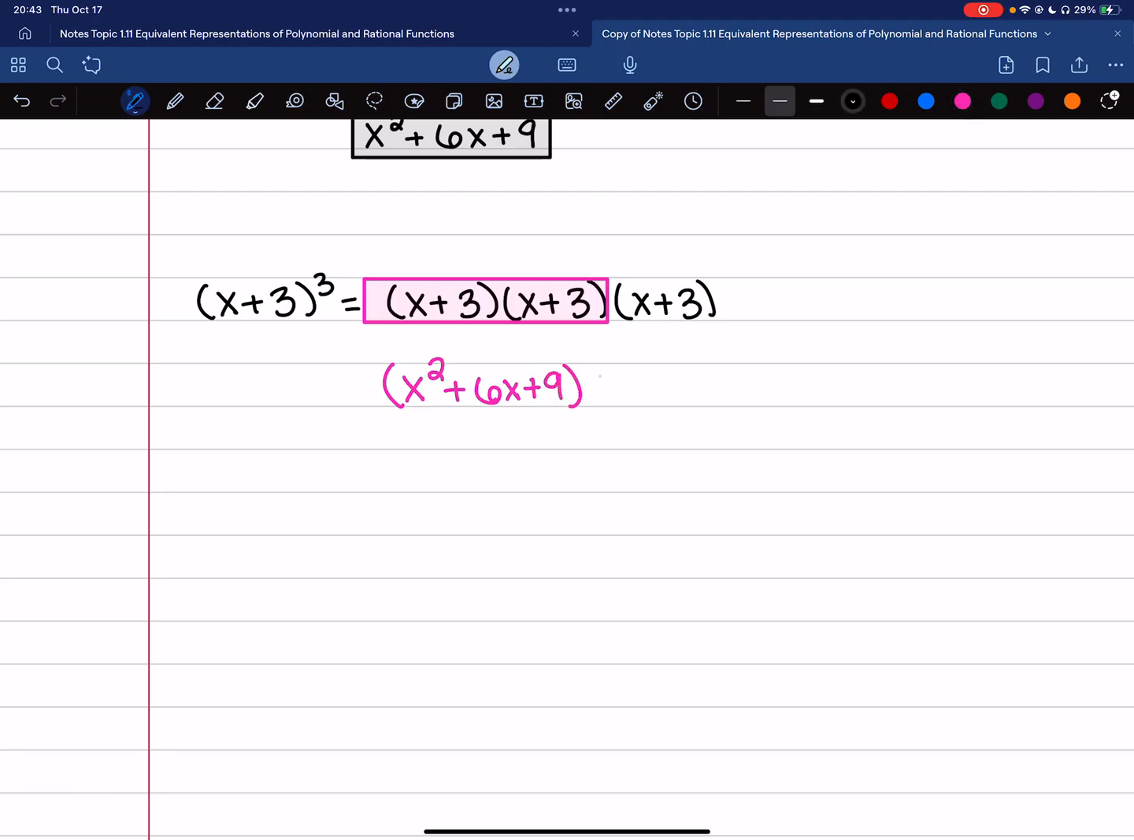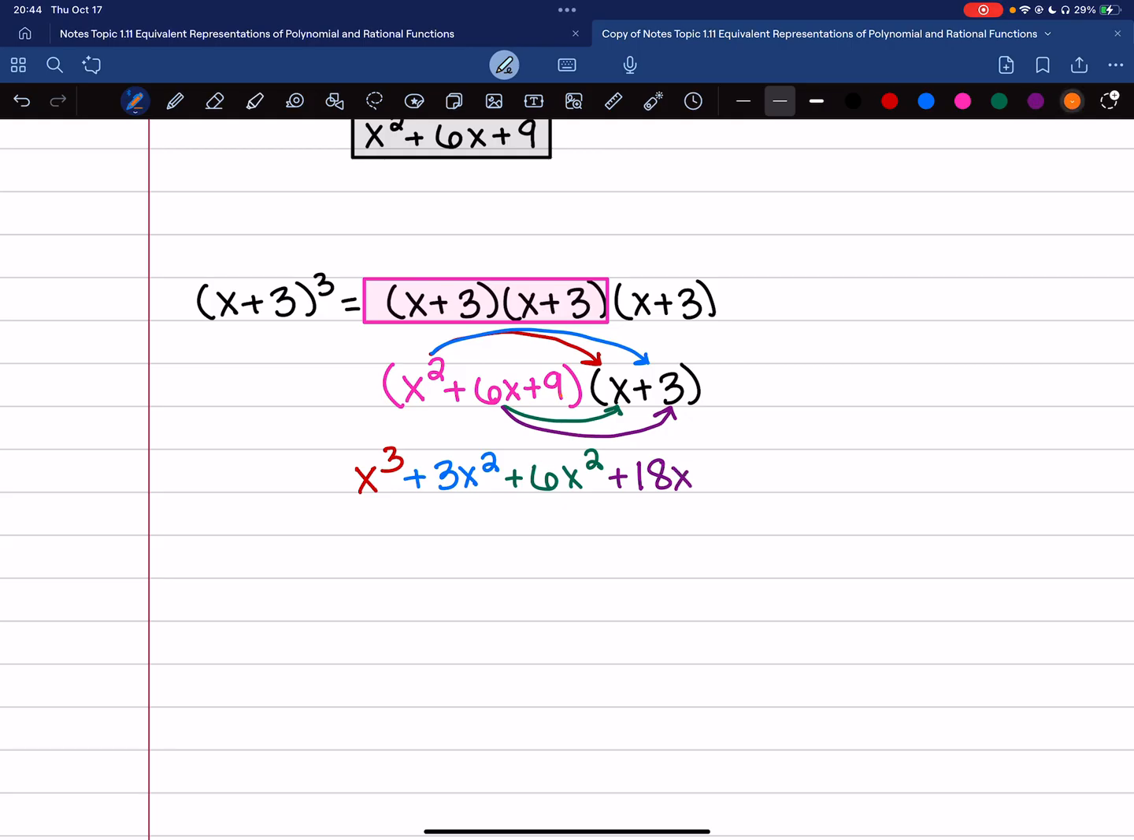And so now we just need to multiply out x plus 3 with the x squared plus 6x plus 9. Same thing, first times first. So that would be x squared times x. That would be x to the third. Then we have x squared times 3. That would be plus 3x squared. Then we can take 6x and multiply it times x. So that would be plus 6x squared. And then we can take 6x times 3. That would be 18x.